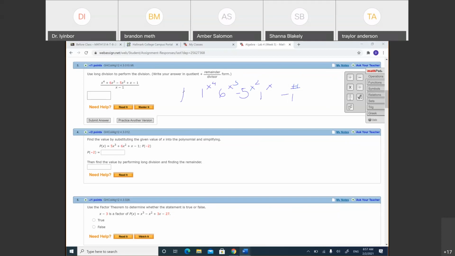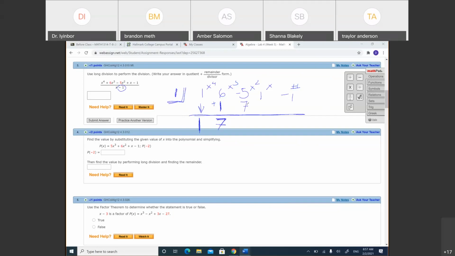And then in front of the table, I'm going to get the number from the bottom, opposite of it. It's -1, so I'm going to put +1 in front of the table. And then you're going to start calculating the table. Okay? So I'm going to bring the first number down. 1 is down, so it's going to be 1. And then I'm going to multiply. 1 times 1 is 1. And I'm going to add it with 6. 6 plus 1 is 7. Then I'm going to multiply 7 times 1 is 7. Write it up, and I'm going to add it.